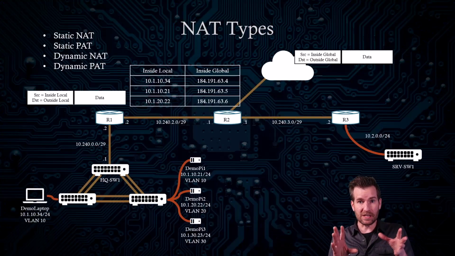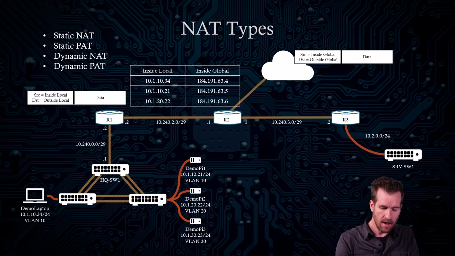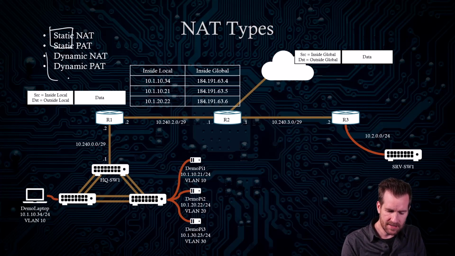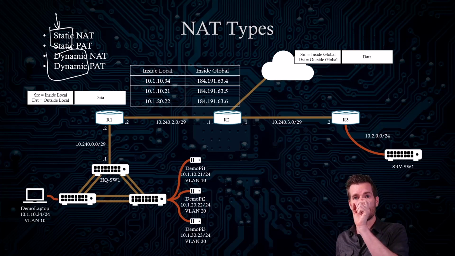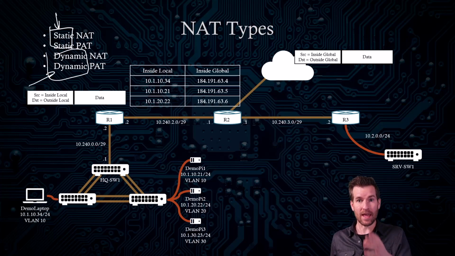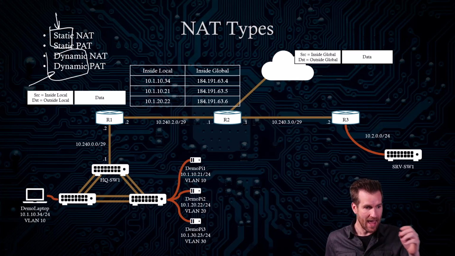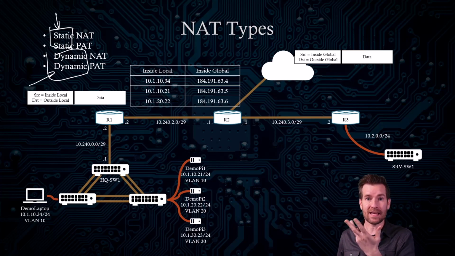So let's briefly hit what the differences are before we get more in depth. First of all, we have static versus dynamic. Static just means that we predefine it. We're going to define what address is being translated to what addresses. Versus dynamic means that we have a pool of addresses, and when something exits the router, it's just going to pick up or translate to one of those addresses within the pool.